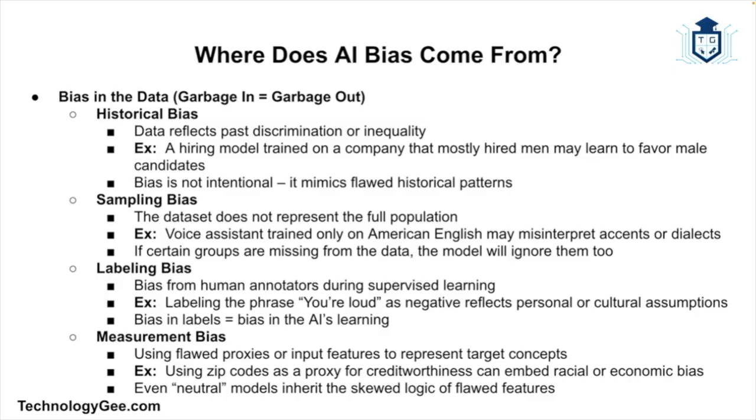And this happens when the features used in the data do not accurately reflect what you're trying to measure. So an example would be using zip codes as a proxy for income or creditworthiness. This might encode racial or socioeconomic bias into your model. And you might think that your model is neutral, but the inputs are always skewed.